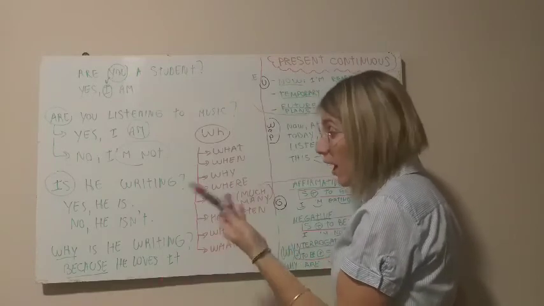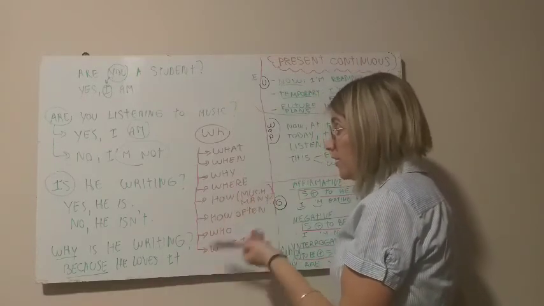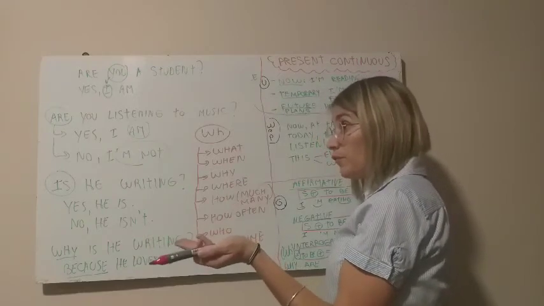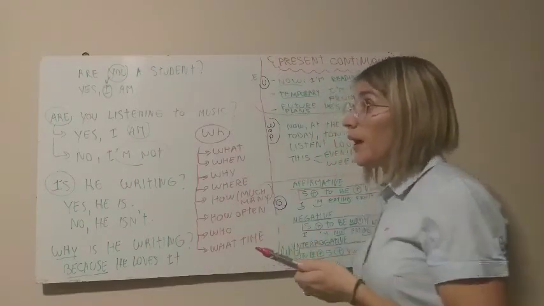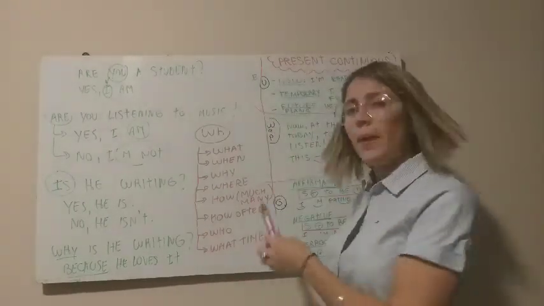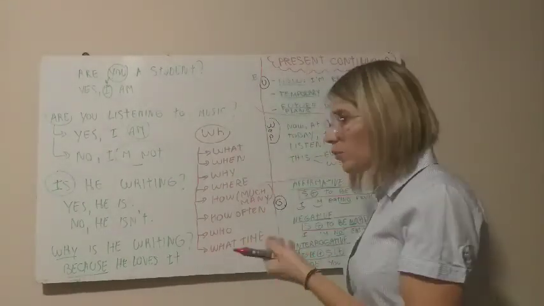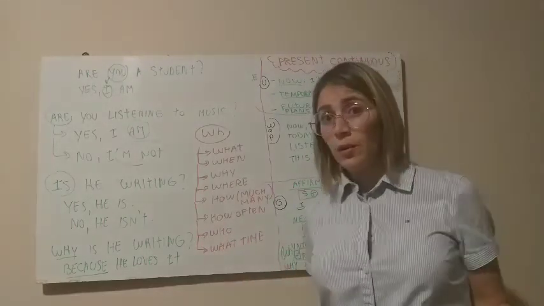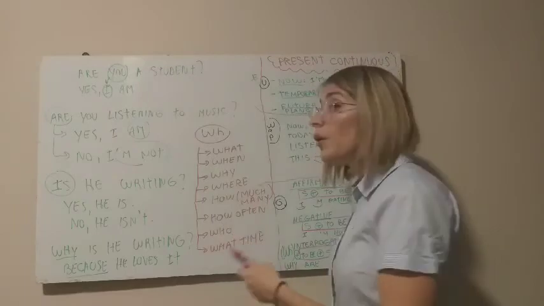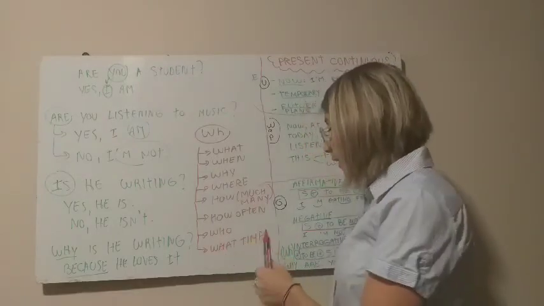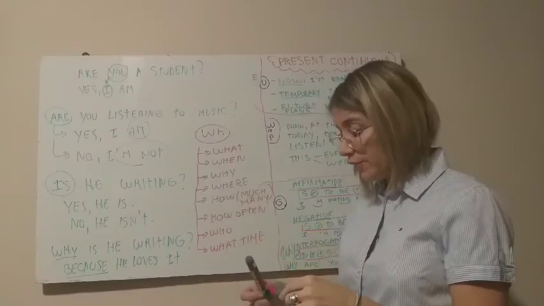Where, place, at home, at the cinema, in the street. How, the way in which to do something. For example, by car, by plane. How much, yes, related to money or quantity. How often, the frequency in which you do something. Who, this referred to a person, my mother, my sister. What time, yes, this referred to the time.